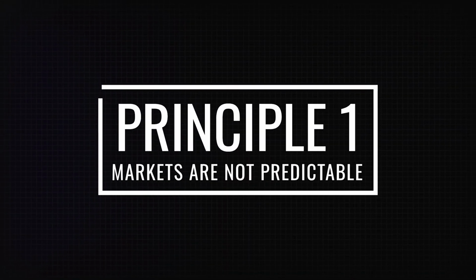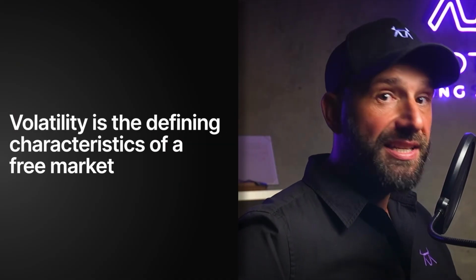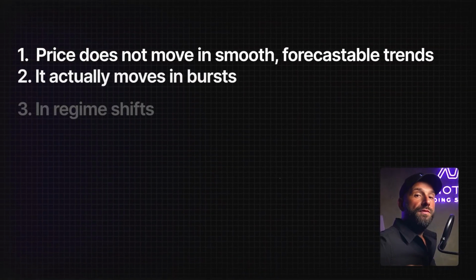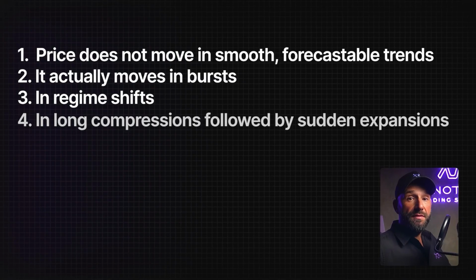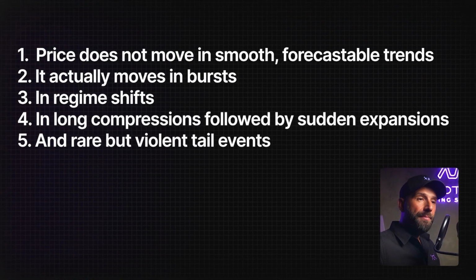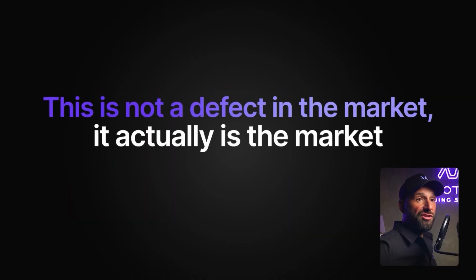So with that in mind, let's walk through the core principles that should sit underneath any robust trading system. Firstly, markets are not predictable. Markets are often described as volatile, as if volatility were a problem to be solved. In reality, volatility is the defining characteristic of a free market, especially in Bitcoin. Price does not move in smooth, forecastable trends, it moves in bursts, in regime shifts, in long compressions followed by sudden expansions, and rare but violent tail events.